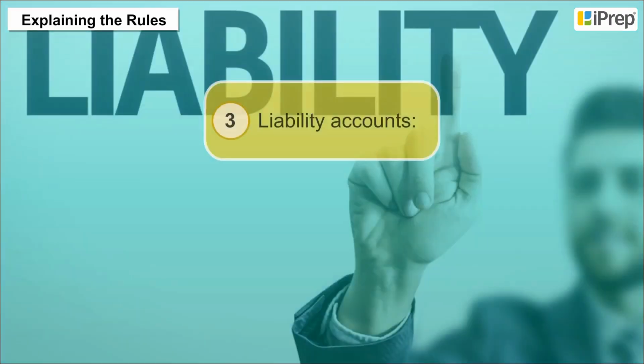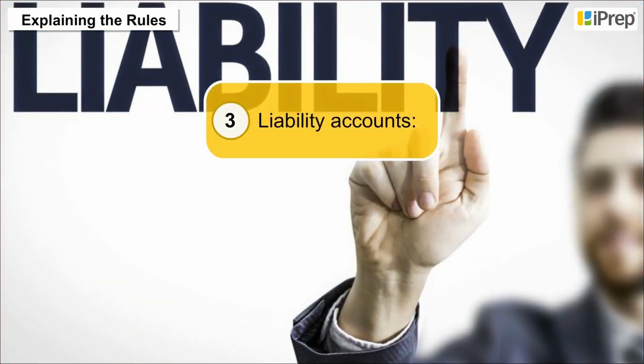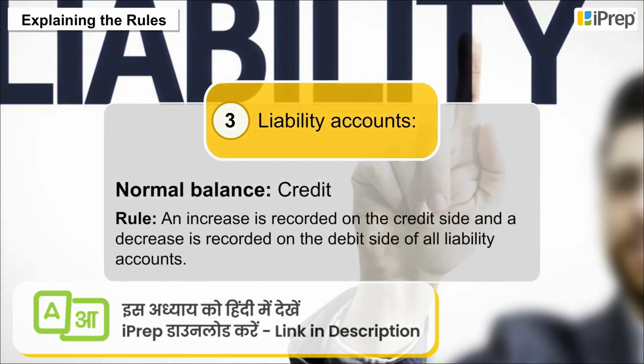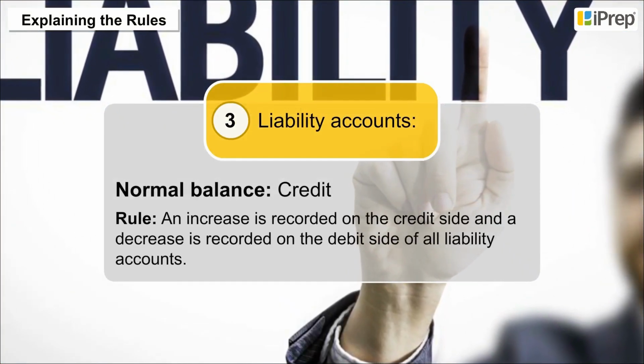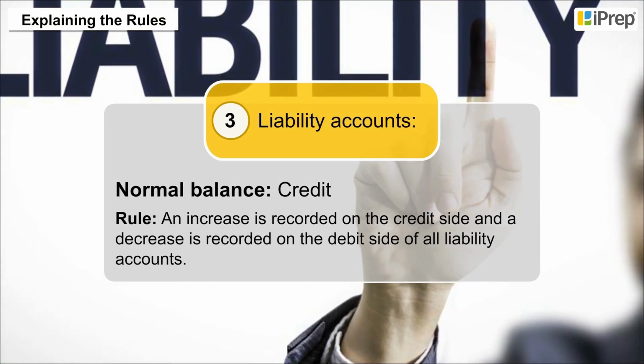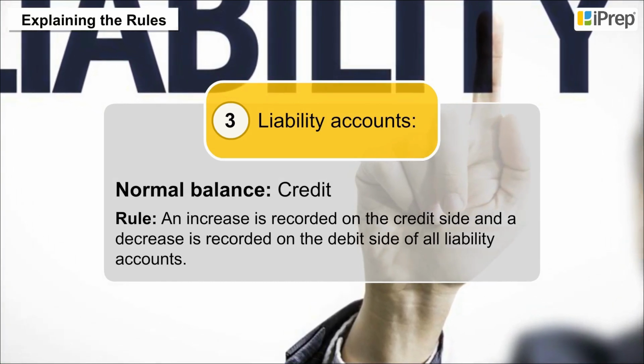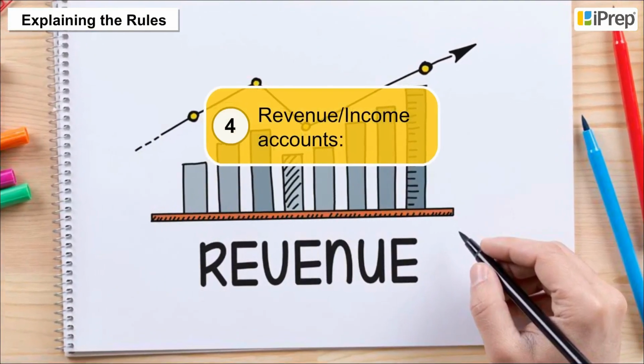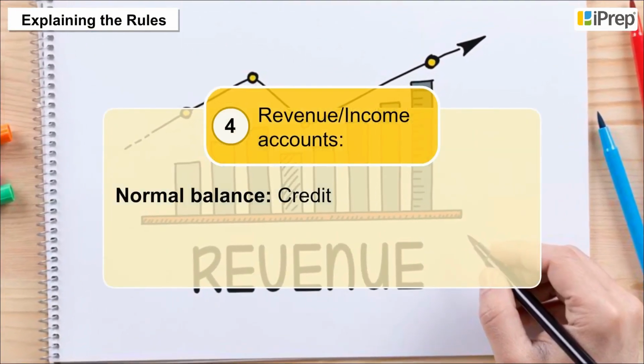Rule: an increase is recorded on the debit side and a decrease is recorded on the credit side of all expense accounts. 3. Liability accounts, normal balance, credit. Rule: an increase is recorded on the credit side and a decrease is recorded on the debit side of all liability accounts. 4. Revenue or income accounts, normal balance, credit.